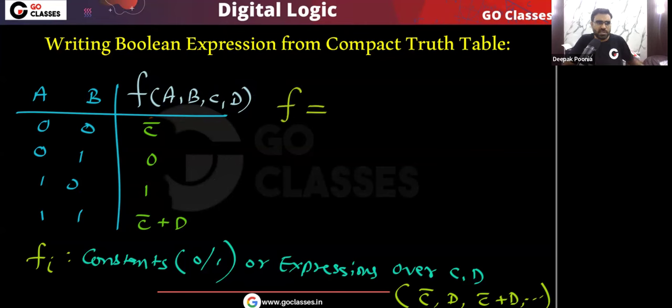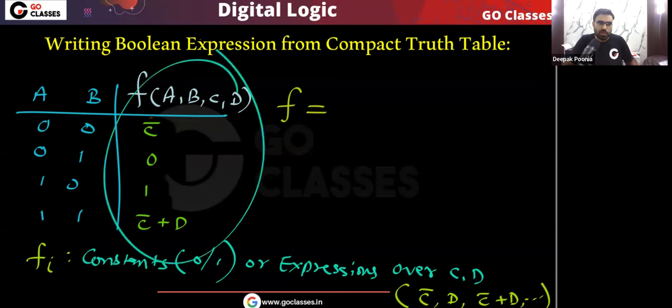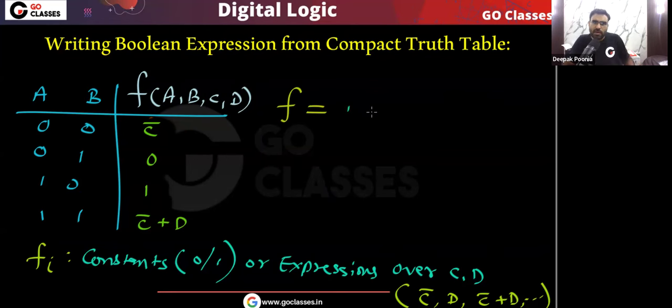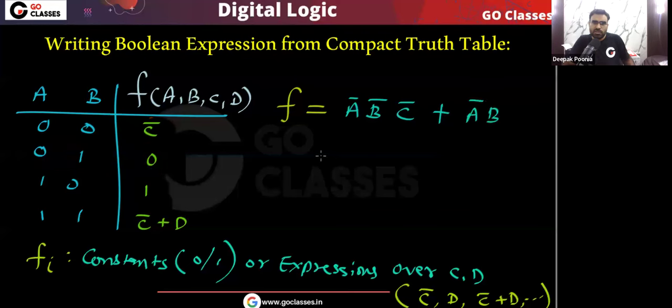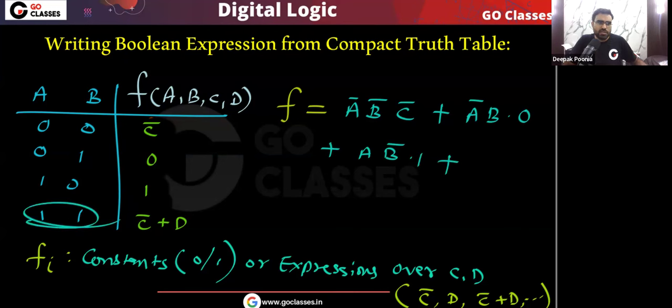Now you can easily write the expression for F. I told you how to write the expression of F from the compact truth table. Very simple. For this min term, that is A bar B bar, because A is 0, B is 0, the function output is C bar. Or for this min term, A bar B, the function output is 0. Or A B bar, for this min term the function output is 1. Or for this min term, that is AB.